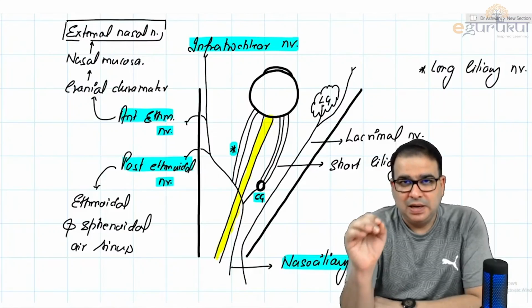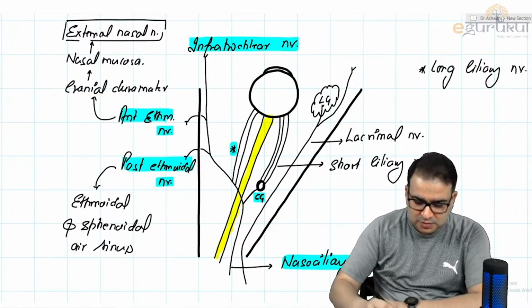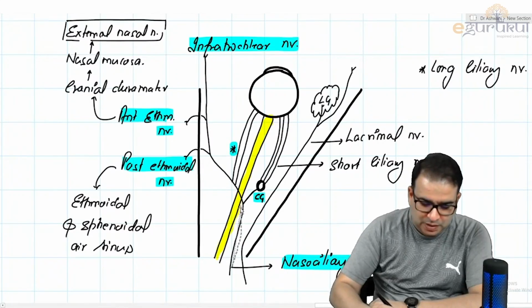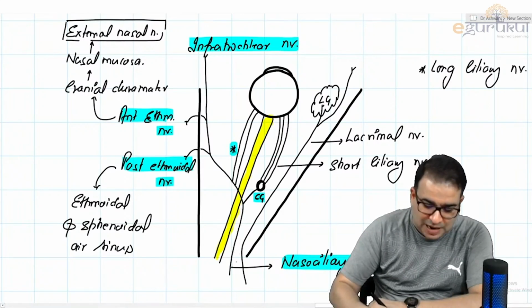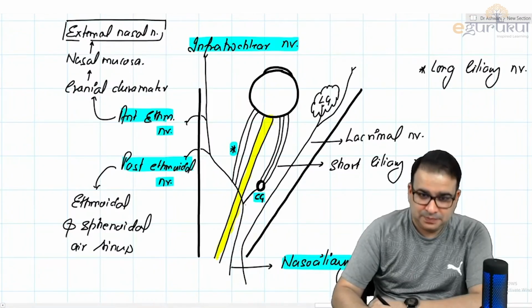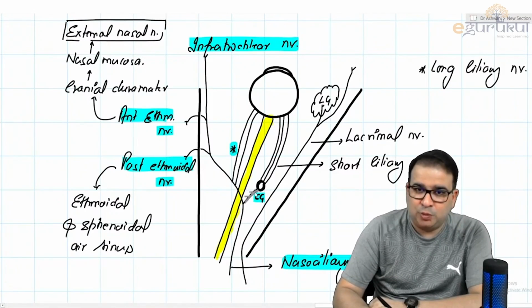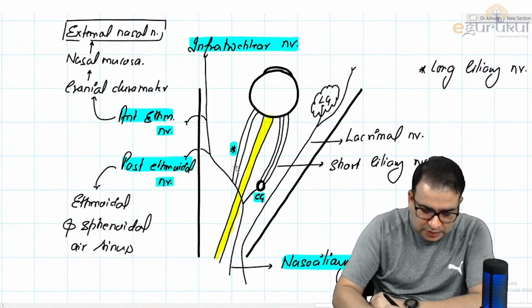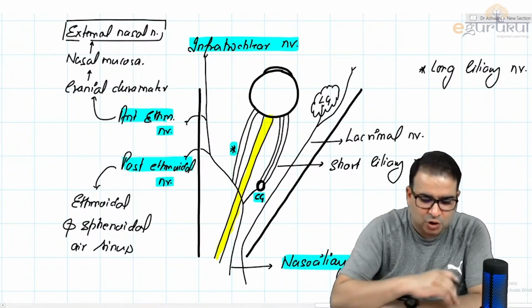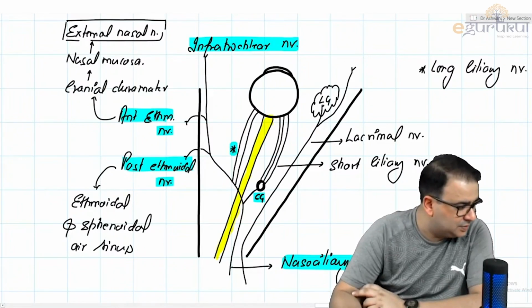You need to understand the nasociliary. Nasociliary nerve, first of all, as you can see in the course, first passes from the lateral to the medial side above the optic nerve. This gives a connecting branch to the ciliary ganglion. The topographic connection is with the ciliary ganglion. It gives off direct branches which are called the long ciliary nerves.